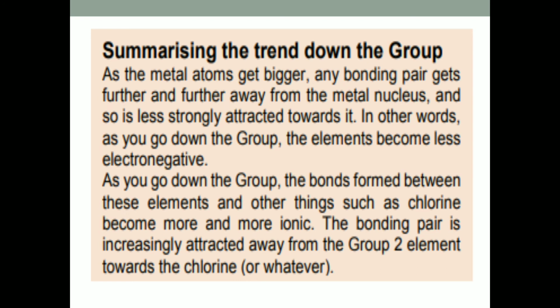Summary of the trend of the properties down the group. As the metal atom gets bigger, any bonding pair gets further and further away from the metal nucleus and so is less strongly attracted toward it. In other words, as you go down the group, the elements become less electronegative. As you go down the group, the bonds formed between these elements and other things such as chlorine become more and more ionic. The bonding pair is increasingly attracted away from the group 2 elements toward the chlorine.